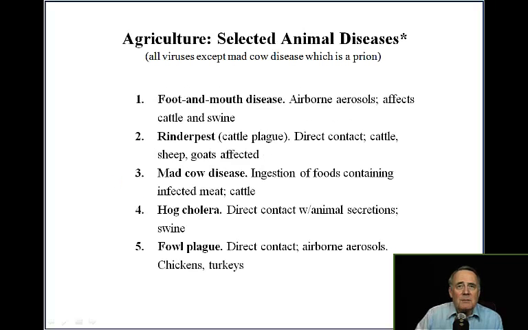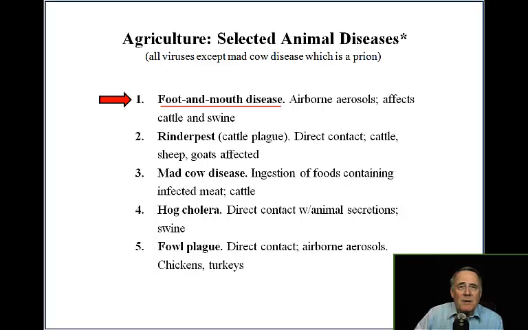Here are 5 animal diseases that have the potential to be used by terrorists to disrupt trade and cripple industries. All are viruses except for mad cow disease, which is a prion. The first is foot and mouth disease. It's airborne aerosols. It affects cattle and swine.